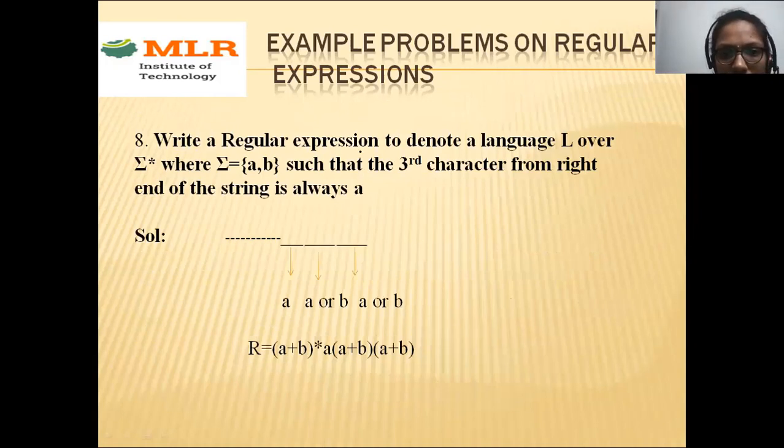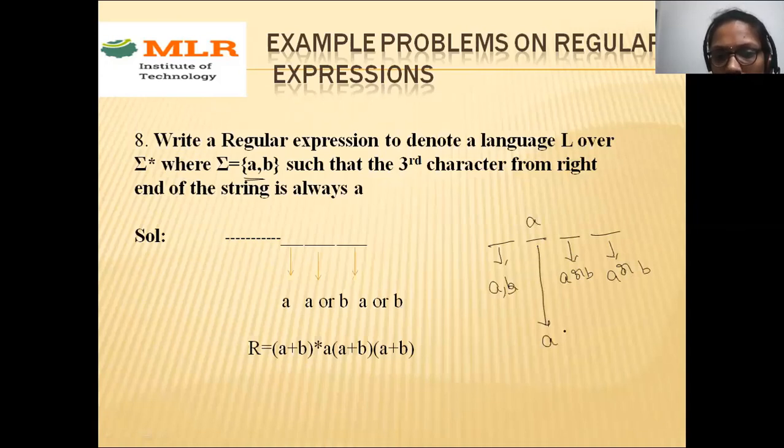Right. Next is: write a regular expression to denote a language L over sigma star, where sigma is equal to A comma B, such that the third character from the right end is always A. So from the right end, the third character is always A. Here you can use A or B, and this also you can use A or B. After this third one, you may have any combination of A and B. So this is as it is A, here A or B, here also A or B, and before this you may have any combination of A and B. So this is the expression: (A plus B) whole star, then A, then A or B, then A or B.